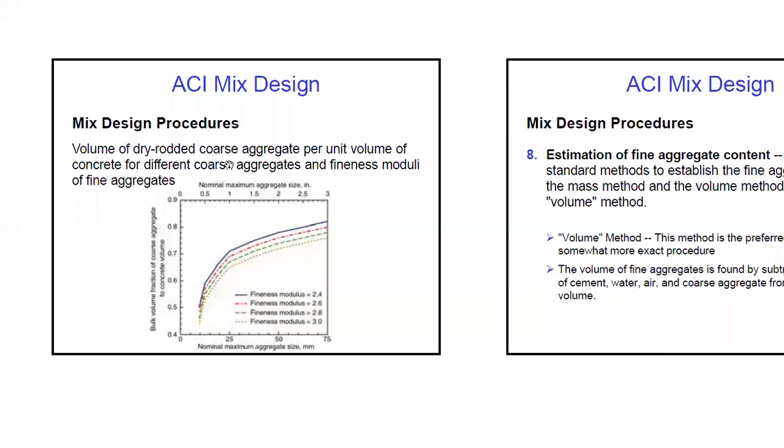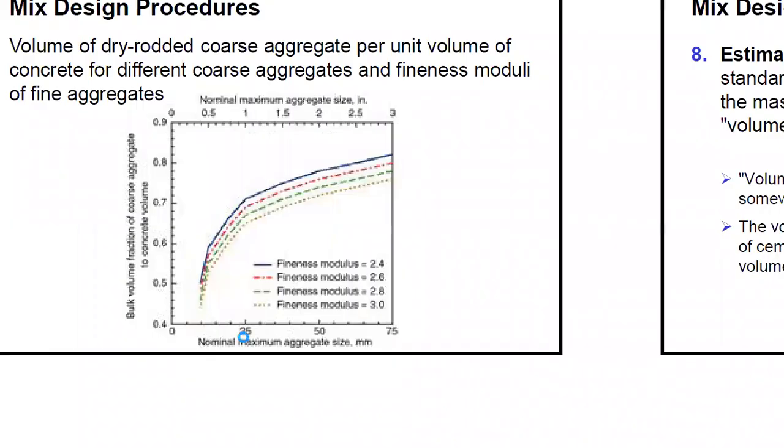Now, the volume of dry rodded coarse aggregates per unit volume of concrete, for different coarse aggregates and fineness moduli of the fine aggregates.